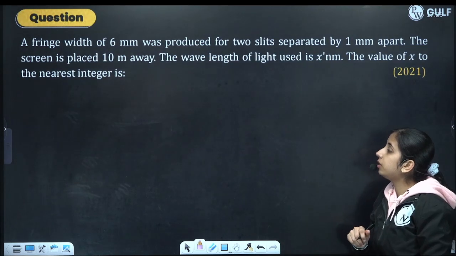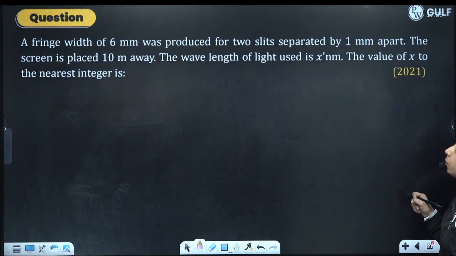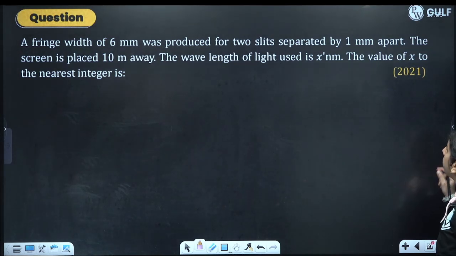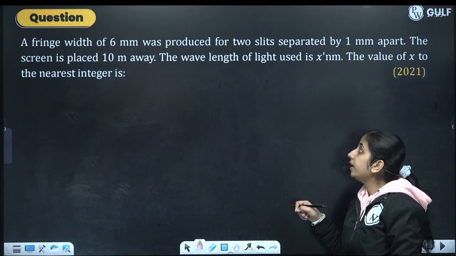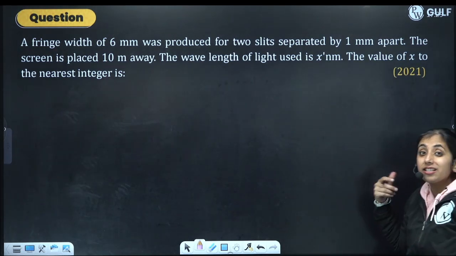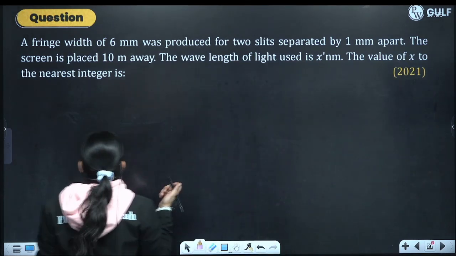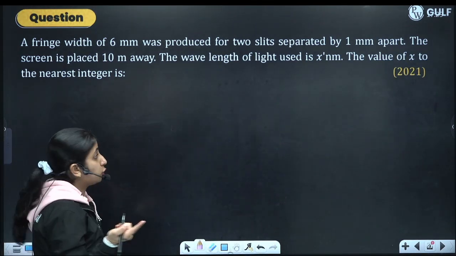See next question. Fringe width of 6 millimeter was produced for 2 slits separated by 1 millimeter apart. The screen is placed 10 meter away. The wavelength of light used is x prime nanometers. Value of x prime to the nearest integer is.